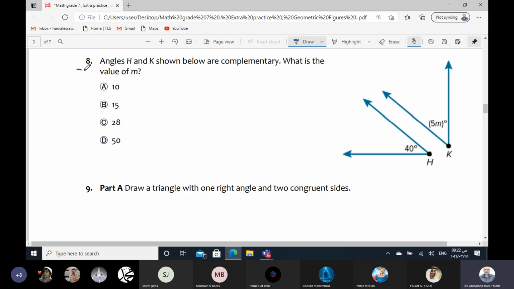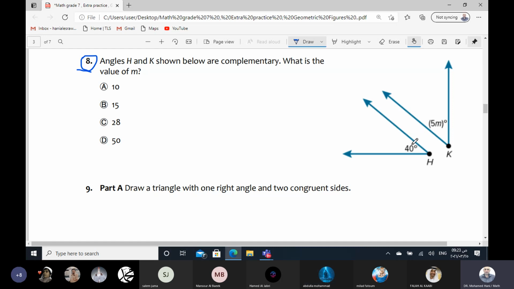Who can read exercise number 8, please? Abdullah Al-Jabiri. Draw a triangle with one right angle and two congruent sides. From here, exercise number 8. Angles H and K shown below are complementary. What is the value of M? So we have this angle and this angle complementary.